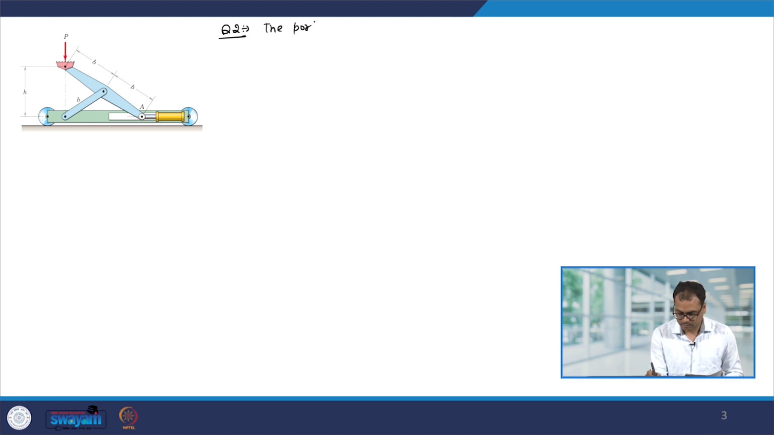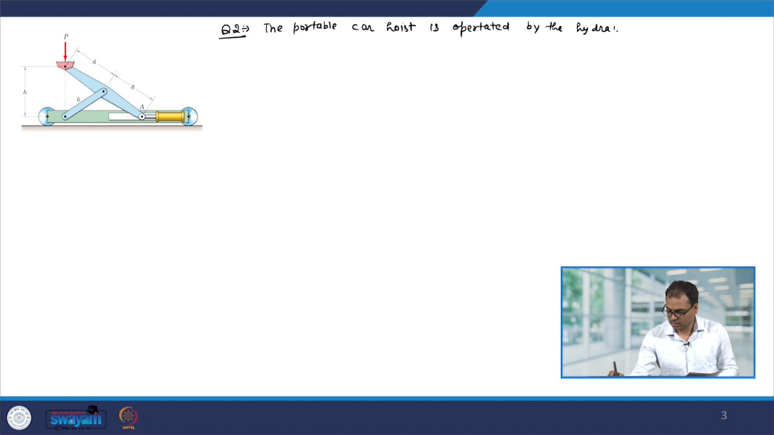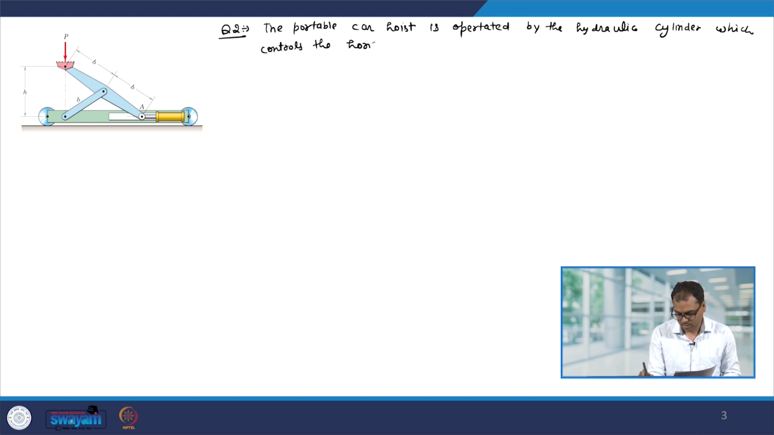The statement is the following: the portable car hoist is operated by the hydraulic cylinder which controls the horizontal movement of end A of the link in the horizontal slot.